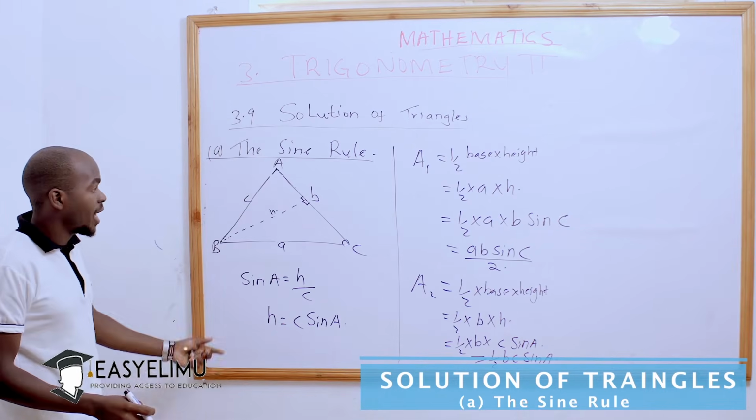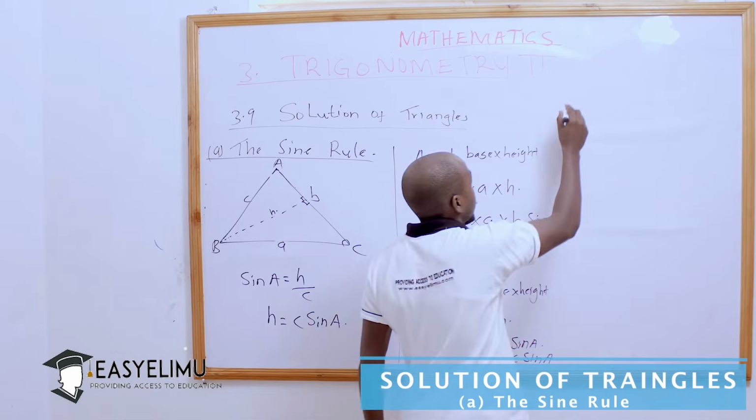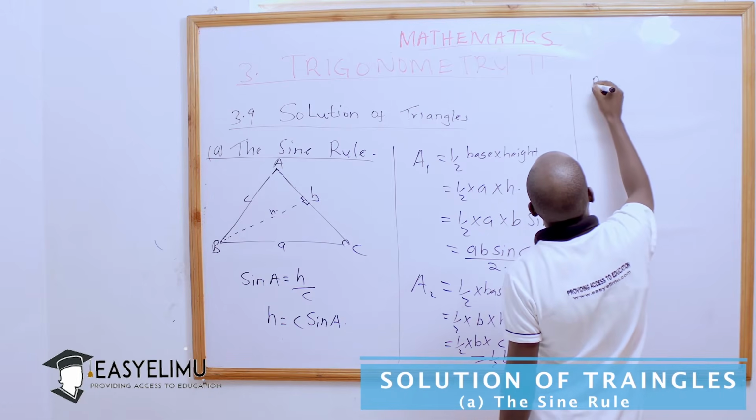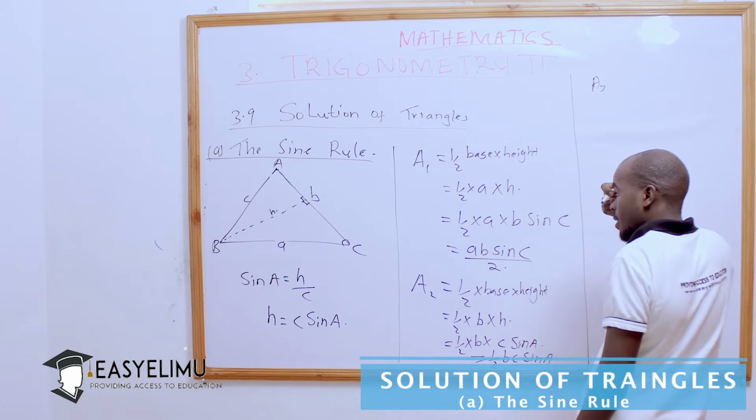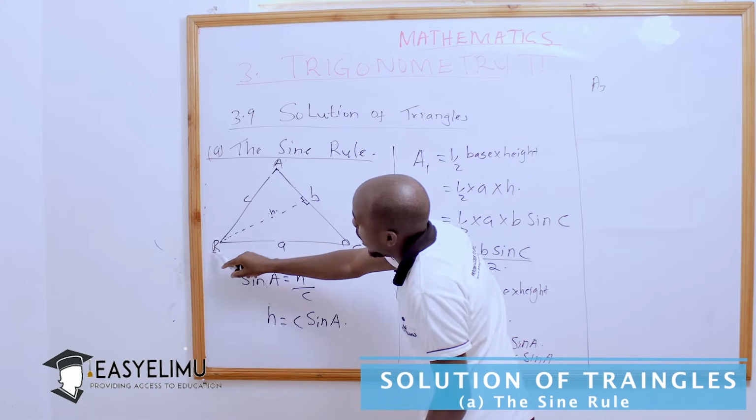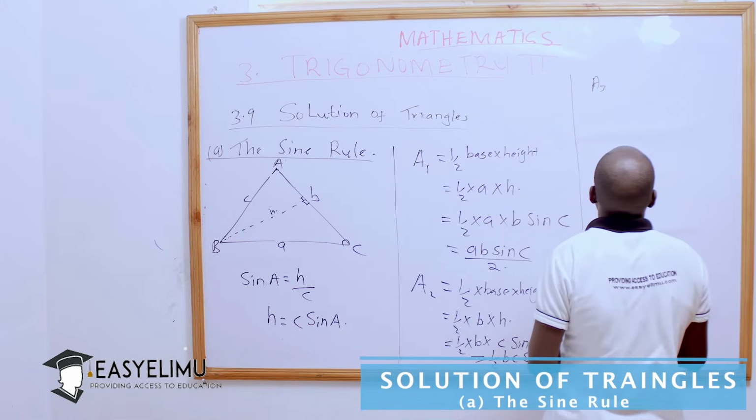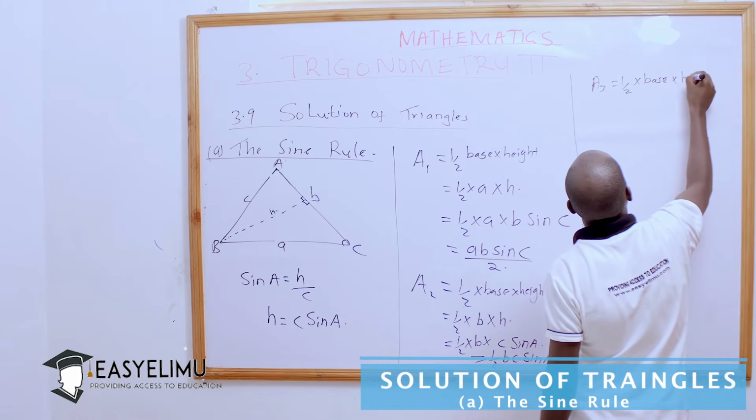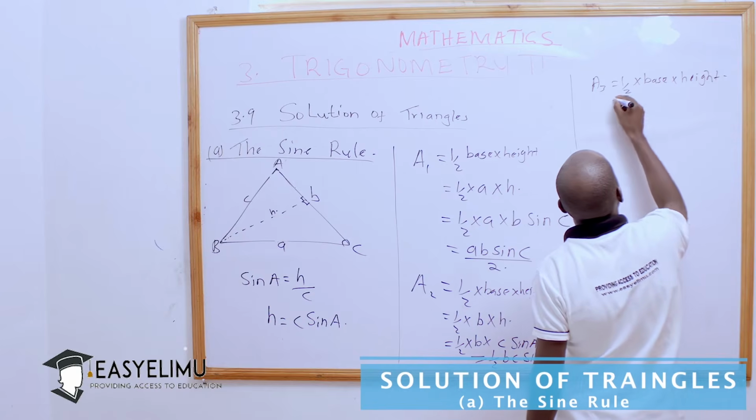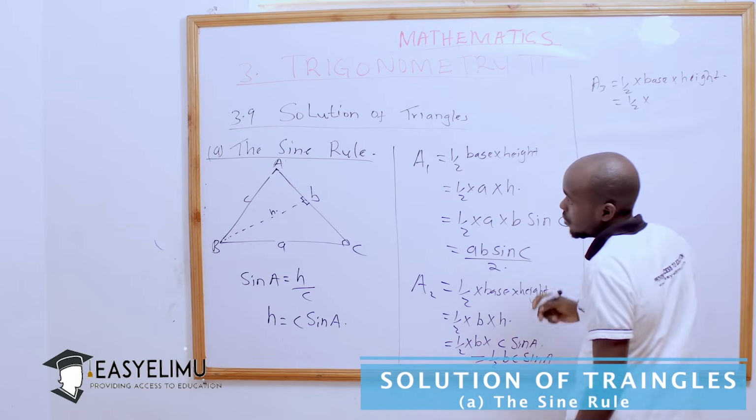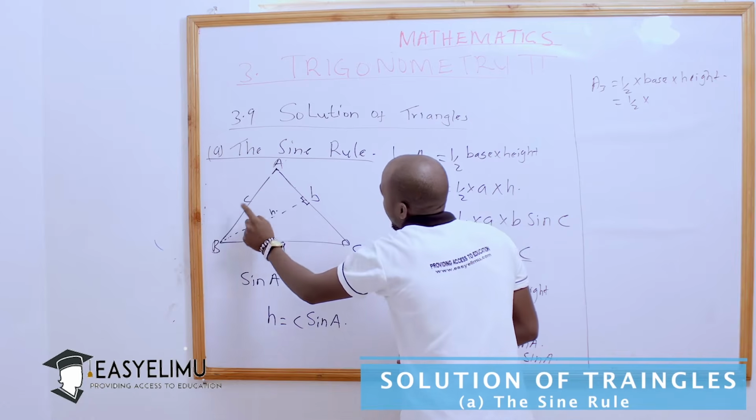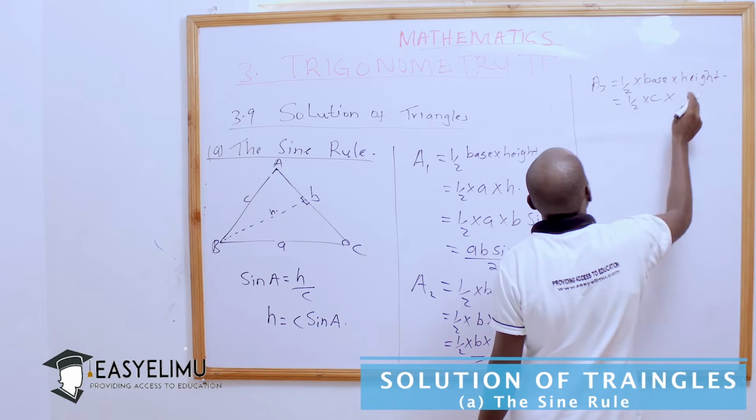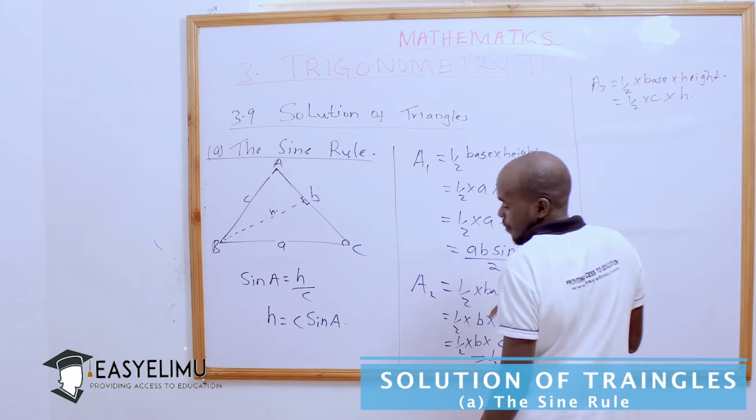After getting that, we can find the same area in the third way by taking side AB as the base. We are going to get the same area but with a different approach. So we have a half multiplied by the base, and we take the base to be AB, which is equivalent to C, multiplied by the height, which we don't have for now.